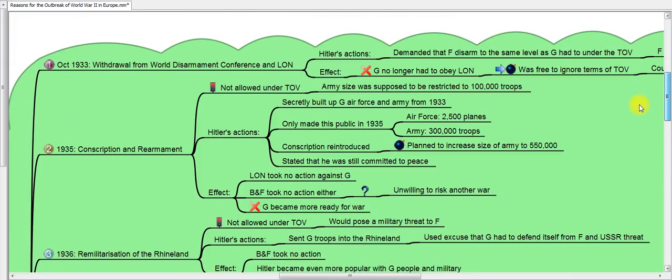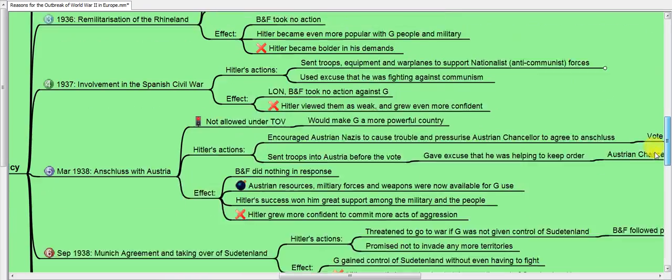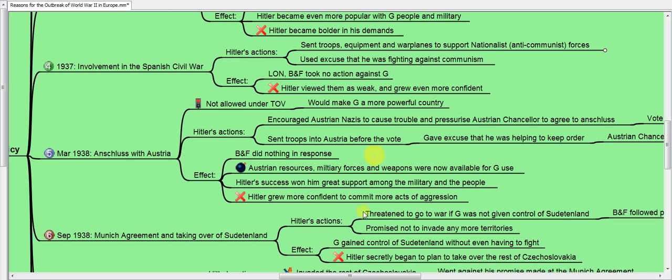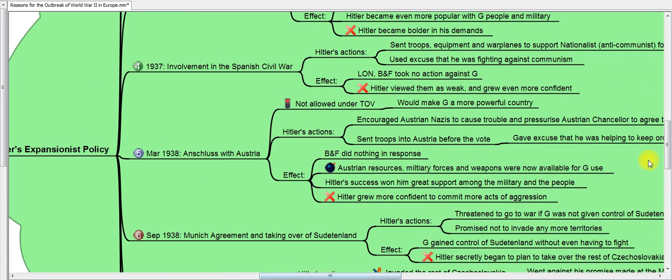I think it's a lot of stuff, but remember, this is just looking at it from the perspective of Germany. So a lot of the content is a repeat of what you saw earlier, just from a different perspective.